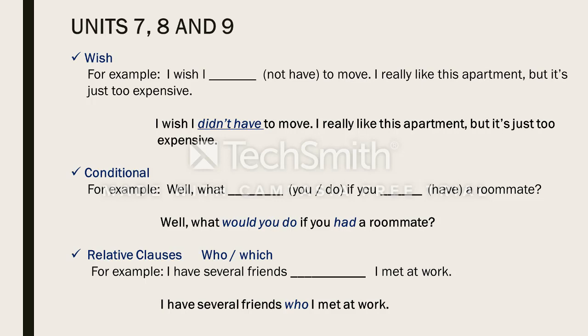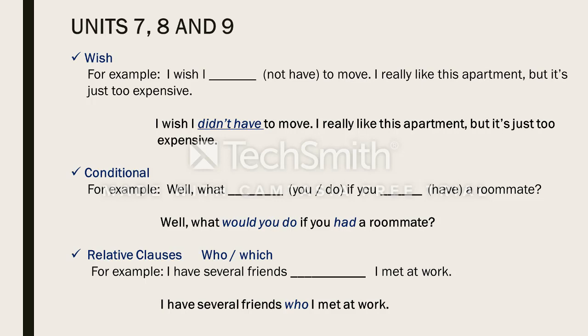When you wish, you want something, right? So for example, in the test you're going to have an example like this. You're going to have a space, and in parentheses you're going to have the verb, and you would have to put it in the correct tense. So look at the example: "I wish I (not have) to move. I really like this apartment, but it's just too expensive."